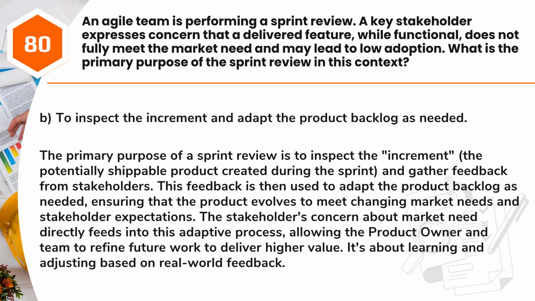Answer: B. To inspect the increment and adapt the product backlog as needed. The primary purpose of a sprint review is to inspect the increment, the potentially shippable product created during the sprint, and gather feedback from stakeholders. This feedback is then used to adapt the product backlog as needed, ensuring that the product evolves to meet changing market needs and stakeholder expectations. The stakeholders' concern about market need directly feeds into this adaptive process, allowing the product owner and team to refine future work to deliver higher value. It's about learning and adjusting based on real-world feedback.